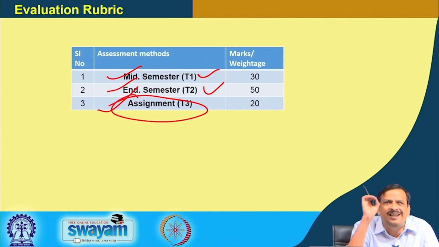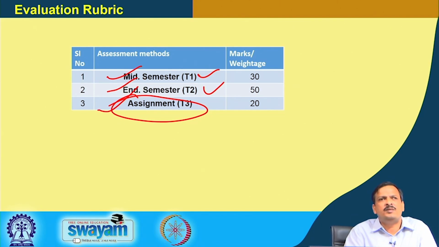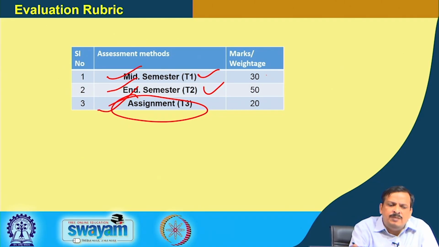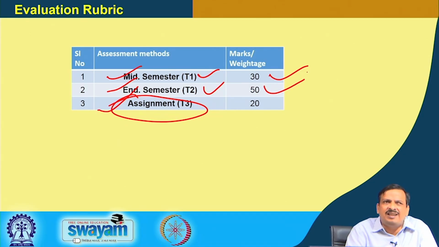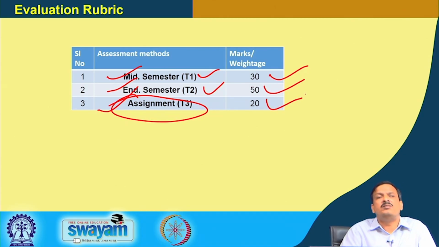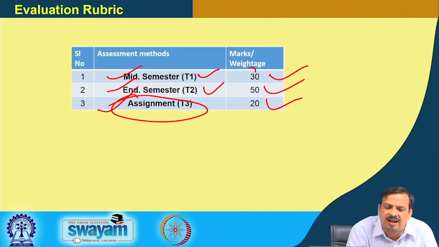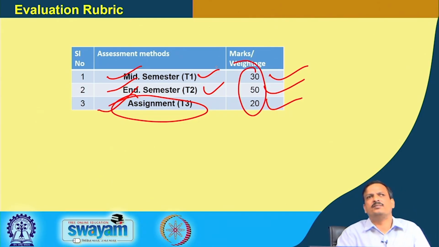Now, I have to define the weightage. So, suppose I have said 100 marks, I say 30 marks on mid-sem, 50 marks on end-sem, 20 marks on assignment. Based on the number of CO and importance of the CO, you can assign these marks. Okay? So, let us design that part.